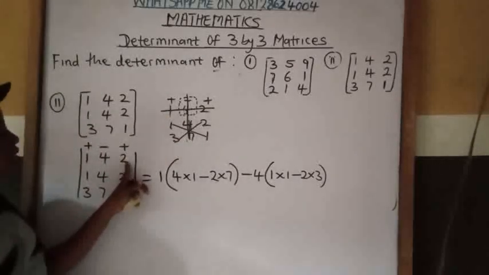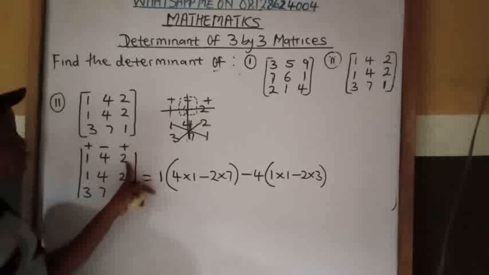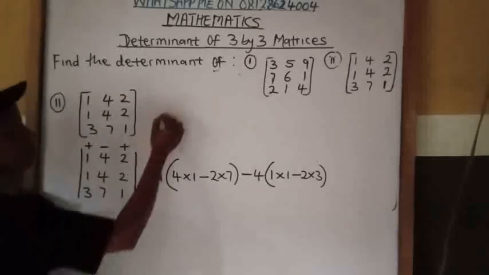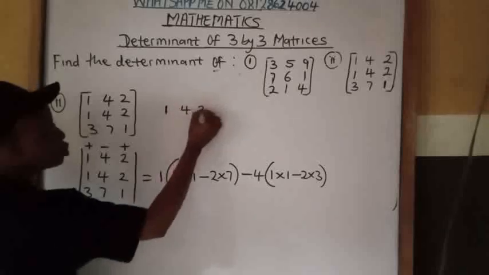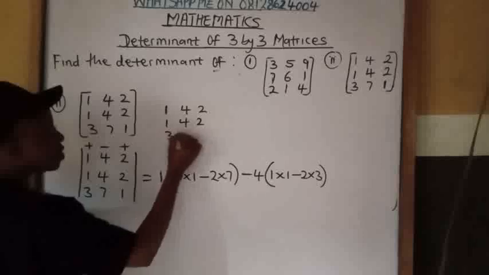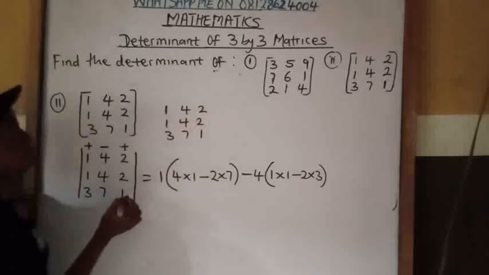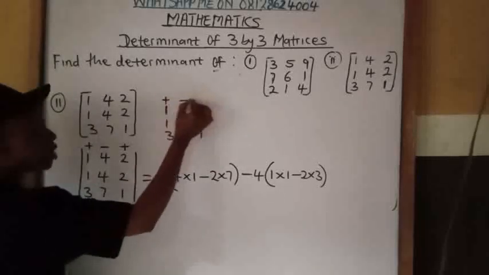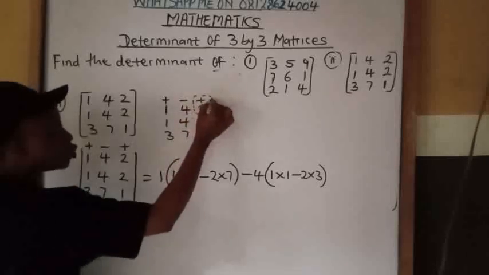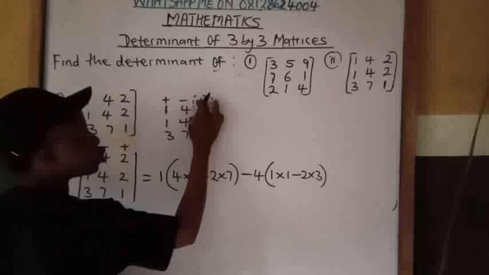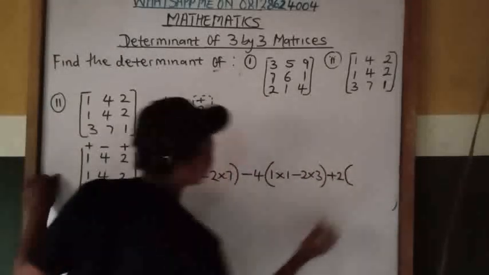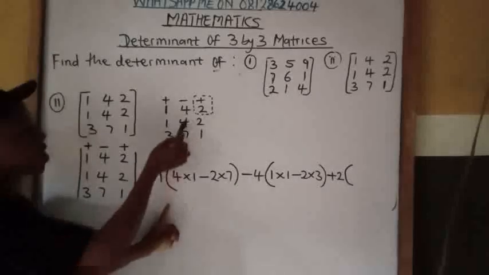So we want to pick the third number on the first row. Let me repeat those elements again: 1, 4, 2, 3, 7, 1. The signs are plus, minus, plus. So I want to pick number 2, and number 2 we go with plus. So we are going to say plus 2 into brackets.